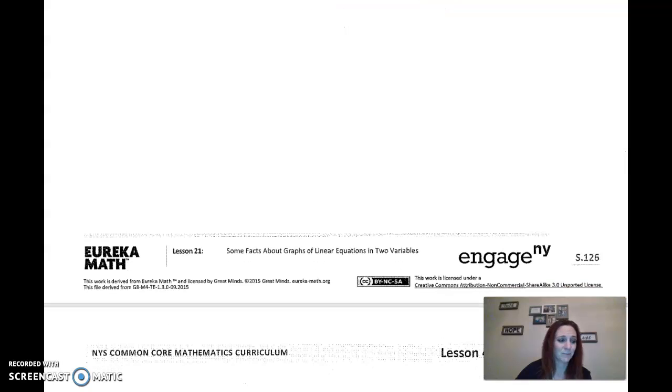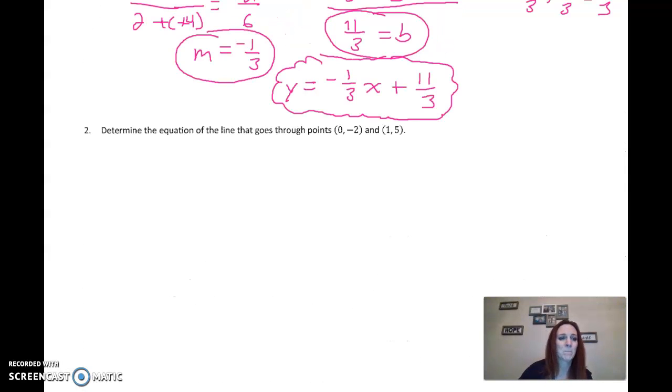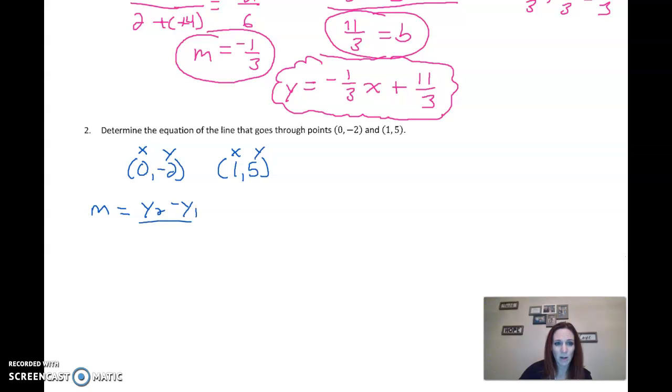All right, again, for this example right here, I have 2 points, 0, negative 2, x coordinate, y coordinate, and 1, 5, x coordinate, y coordinate. Find your slope. How do we find our slope? Slope formula. y2 minus y1 over x2 minus x1.